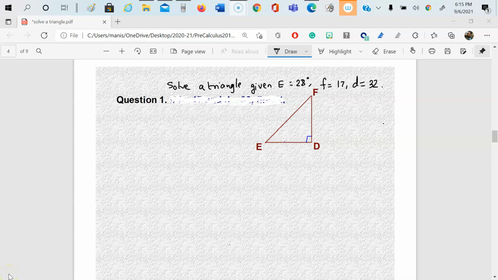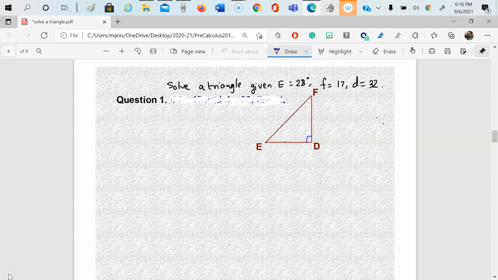Our question number one is to solve a triangle. Do keep in mind that whenever you read the words solve a triangle, it means we are looking for three angles and three sides. Given angle E is 28 degrees, lowercase f, which is a side, is 17, and lowercase d is 32. So let's start working on this problem.